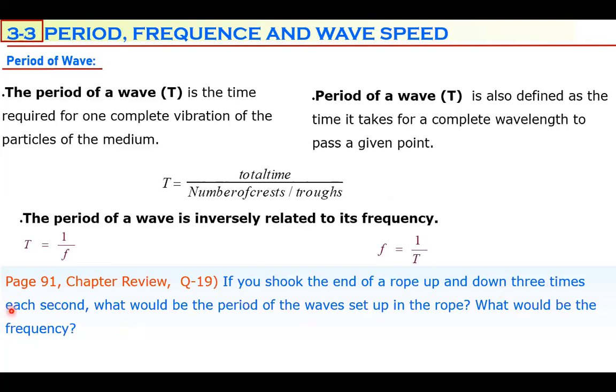3 times each second up and down means 3 cycles. 3 cycles in 1 second. The number of cycles in 1 second is called frequency. The frequency of this wave is 3 hertz. But the period is 1 over 3. So the total time is 1 second and the number of cycles is 3. 1 over 3 second is the period of this wave.